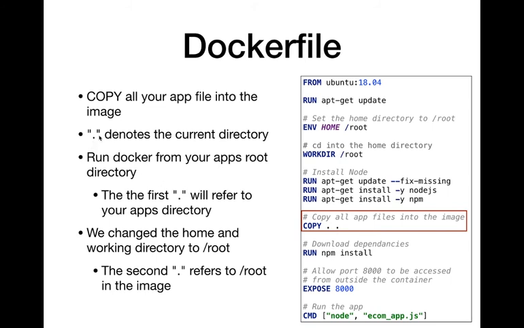I'm going to run this, and you're going to run this. I guess if you don't want to, you could change that path. But run this from the root directory of your project. And when you run from the root directory of your project, that first dot is going to refer to the root directory of your project and everything in your project. And since we set the directory up here to /root, the second dot is going to be /root in the image. So I'm copying all of my app files into /root in the image, and /root is my working directory.